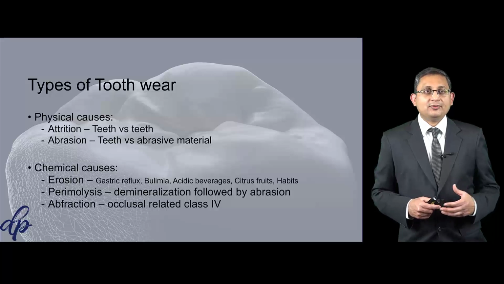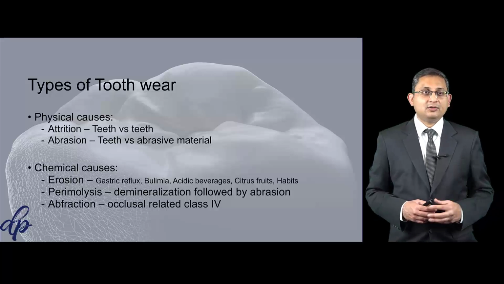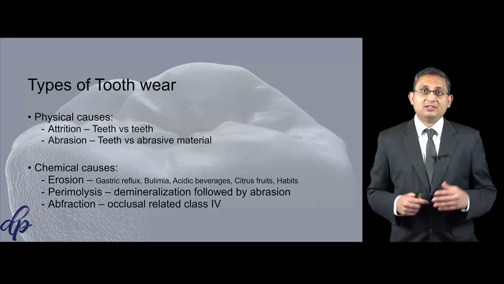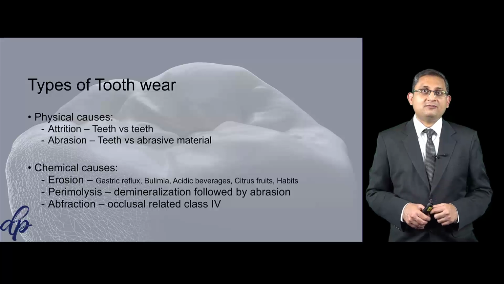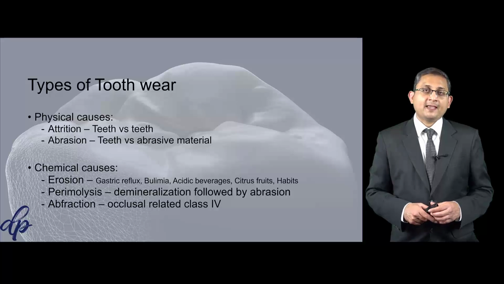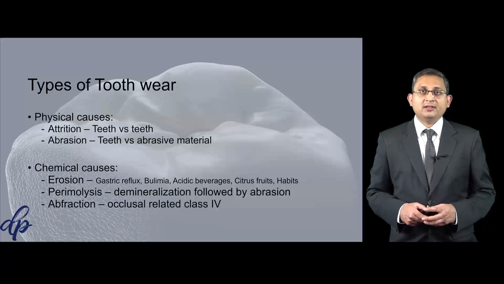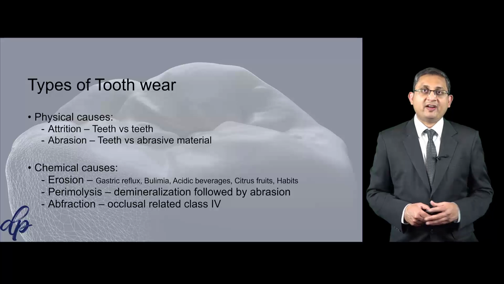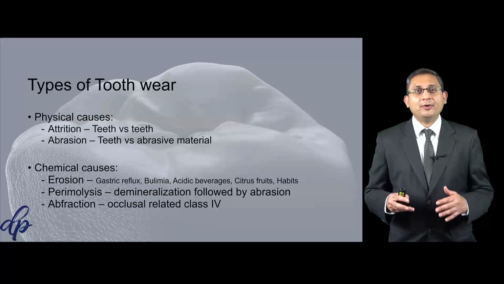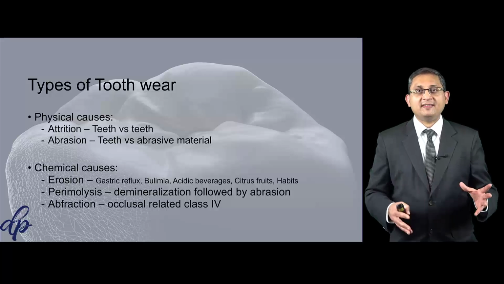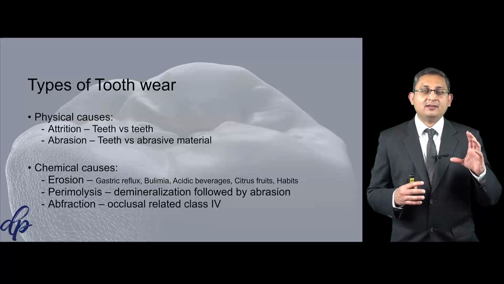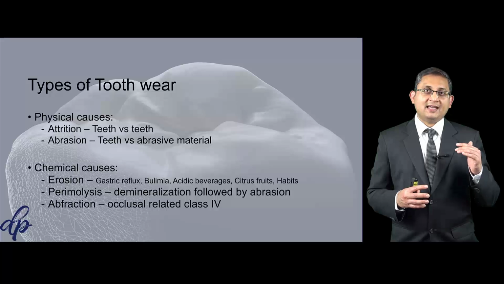So with regards to tooth wear, there are two types of tooth wear. You have physical causes and you have chemical causes. In physical causes you have attrition, which is teeth versus teeth, or abrasion, which is teeth versus abrasive material. It could be a toothbrush or it could be something else. In chemical, you have erosion, perimyolysis, and abfraction. We are all aware of these terminologies, and I'm not going to go into the controversies between abfraction and why this happens and perimyolysis, but you need to just understand the differences between physical causes and chemical causes.